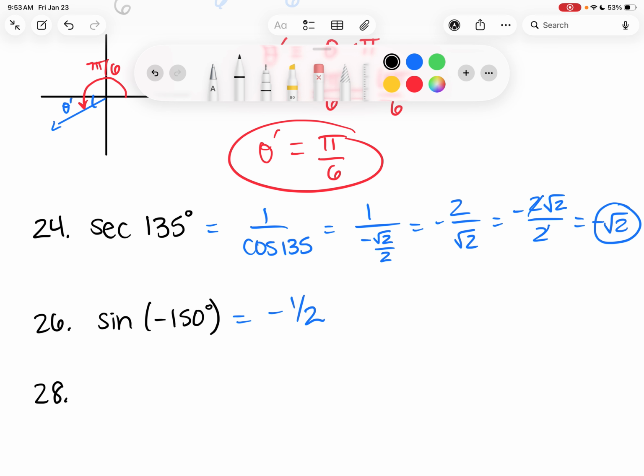28. Cosine of 7 pi over 4. That looks like... that does not look like... Root 2 over 2. Bingo. Yep, root 2 over 2.